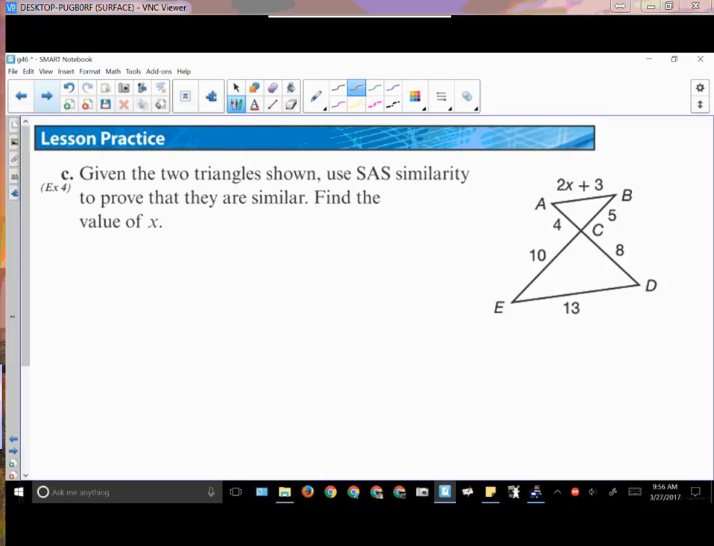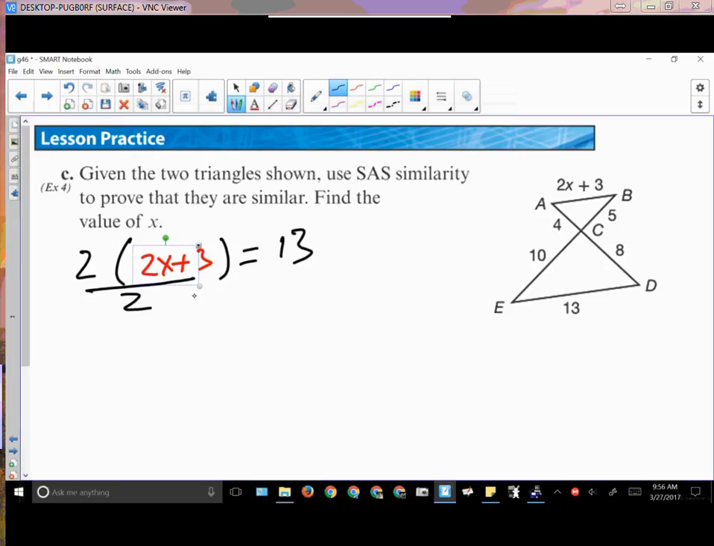Absolutely correct. Excellent. When we figure out which ones go with which, so if these are similar, and I've got smaller and larger, that would imply that the 4 goes to the 8, correct? That would imply that the 5 goes with the 10, this goes with the 13. And we see that there's a multiple of 2. So that implies that if I've got 2x plus 3, if I were to multiply that by 2, should that not equal 13?